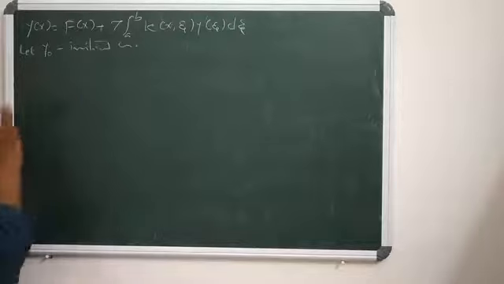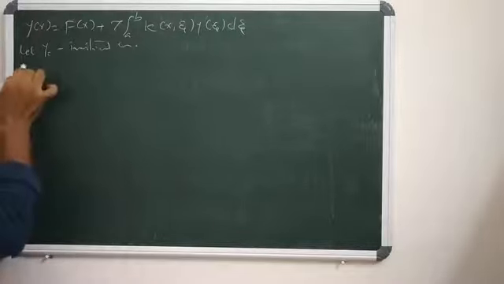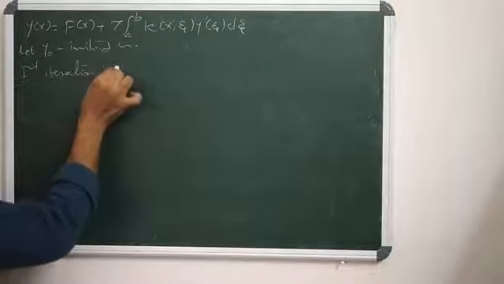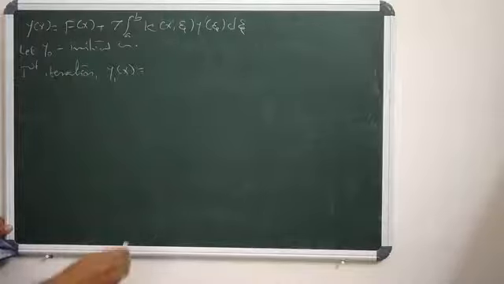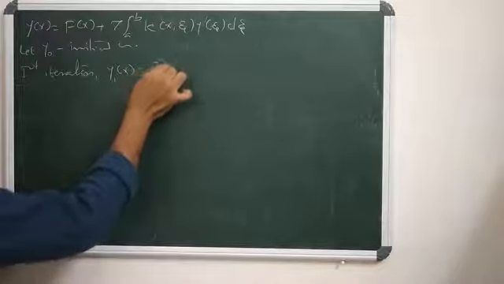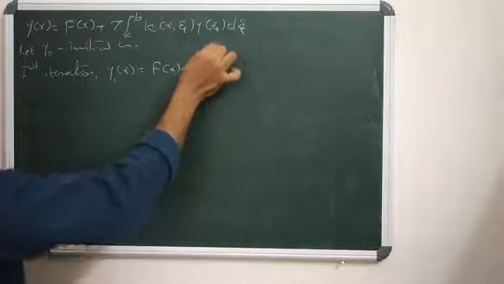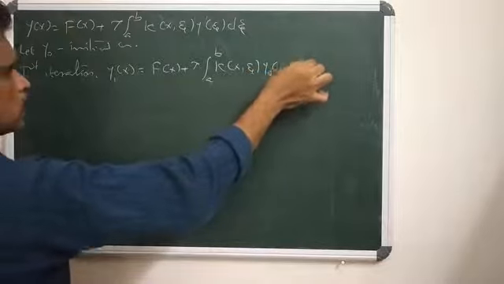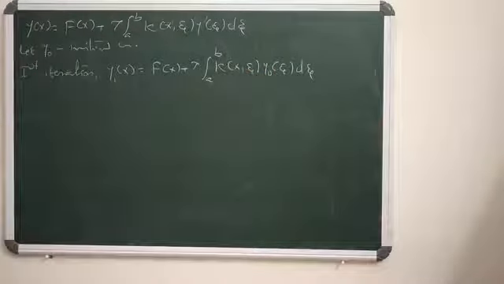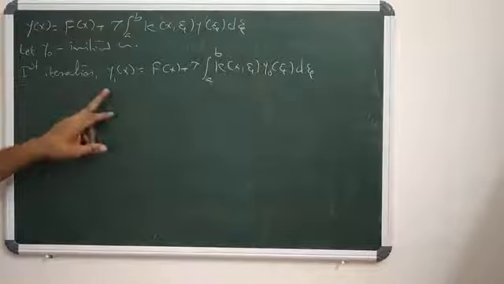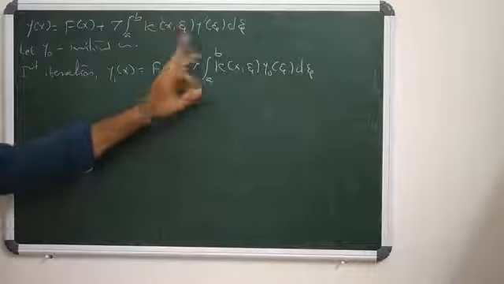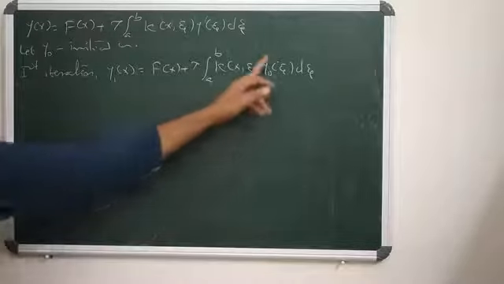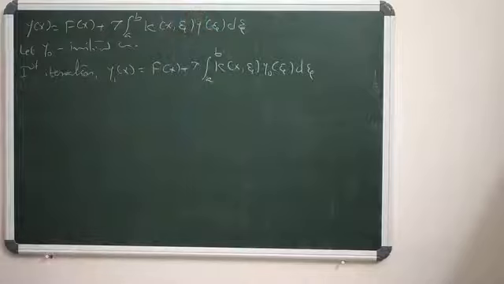So y1 is the first iteration. What is the first iteration? y1(x) equals f of x plus lambda integral a to b k(x, theta) y0(theta) d theta, where y0 is the initial approximation.